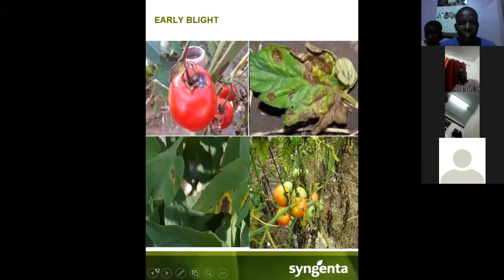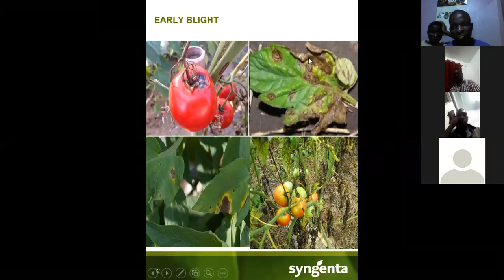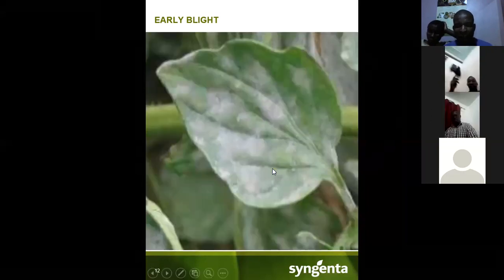On early blight, the difference between late blight and early blight is that on early blight you find that it has got brown patches. You've got a leaf which has got brown patches, and when you take a closer look, these patches are dry and they've got concentric rings. So then you'll be able to tell that it's the early blight.